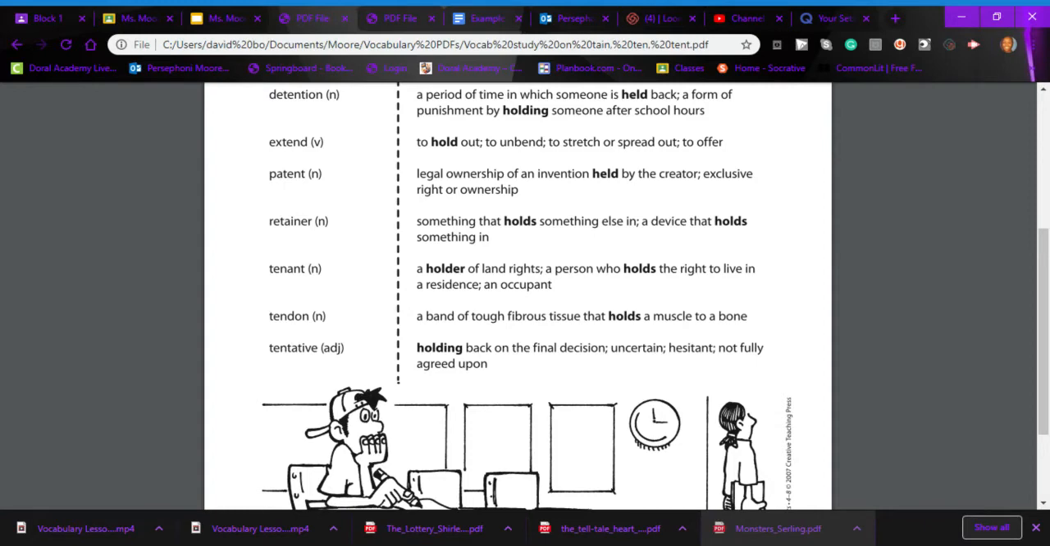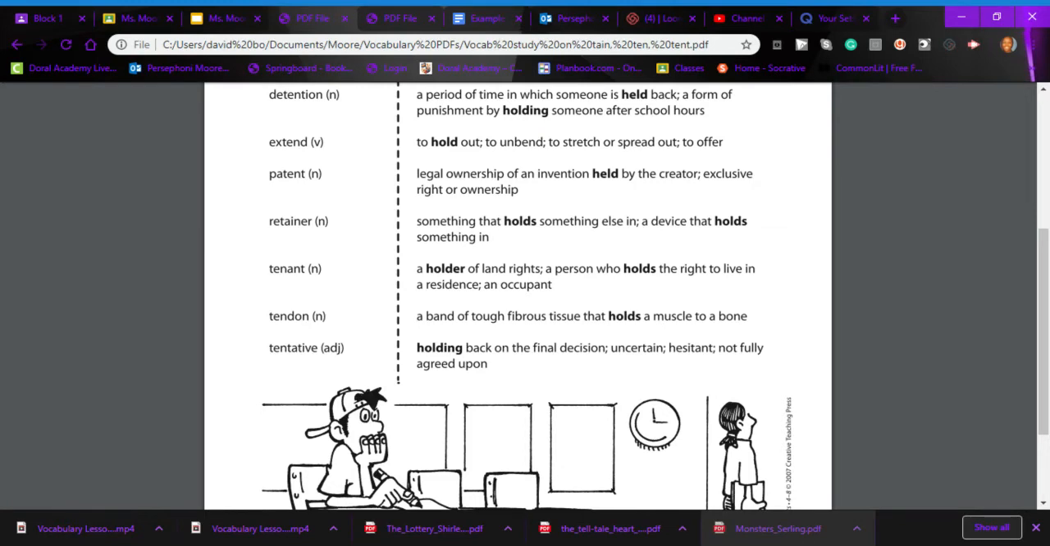A tendon is a noun. It's a band of tough fibrous tissue that holds a muscle to a bone. So if we were to cut open our bodies and look at the muscles, there are these strands of tissue that are called tendons. Tendons are quite sensitive. If you were to ever touch one, it's very painful. And the tissue has a lot of nerves, but it holds the muscle to the bone. So your muscle's not just on your bone. There are things called tendons that are holding it to the bone.